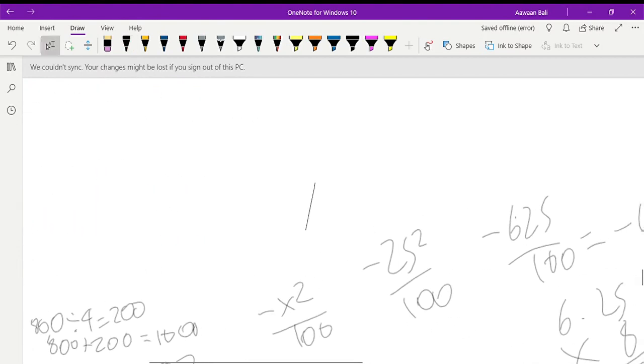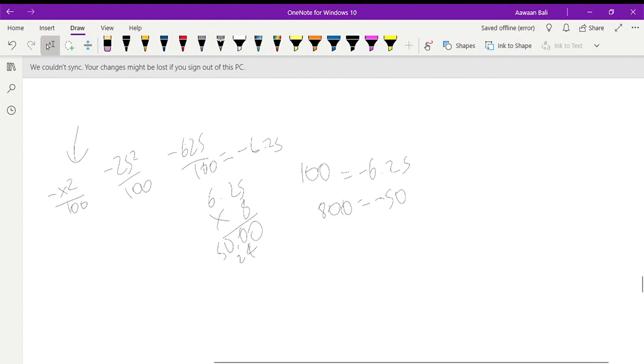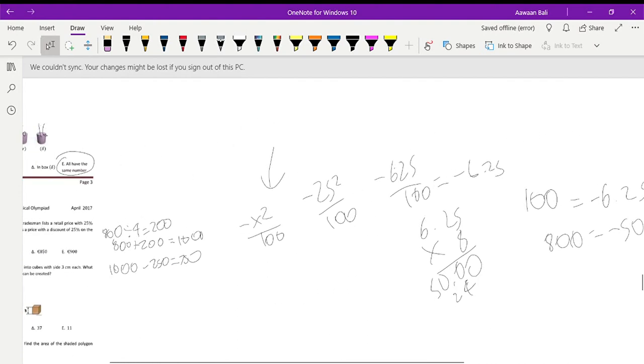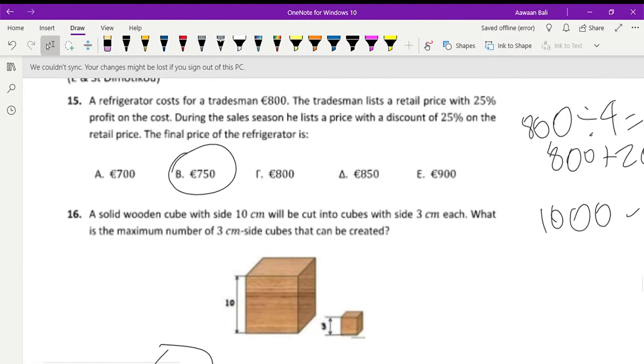So with this equation, we just found how much discount there would be in the next price. So now it's minus €50. So 800 euro minus €50 is 750 euro. It's 750 euro, which means the answer is 750 euro again, and the answer is beta.